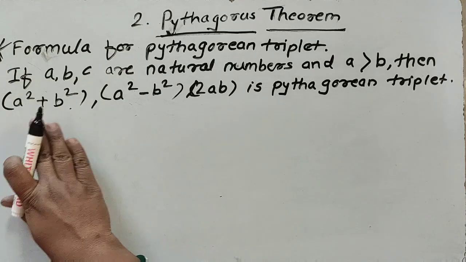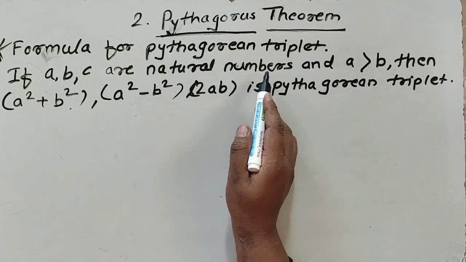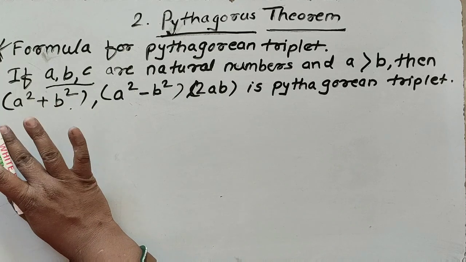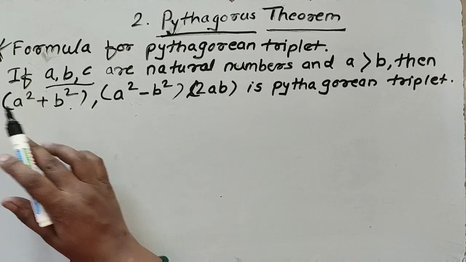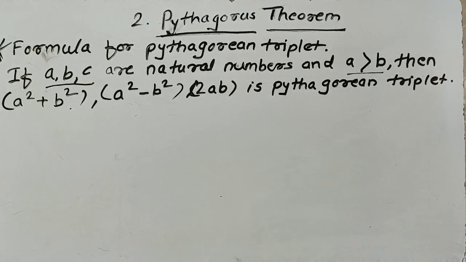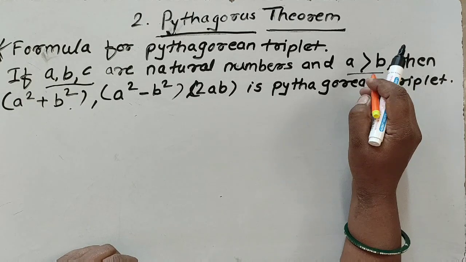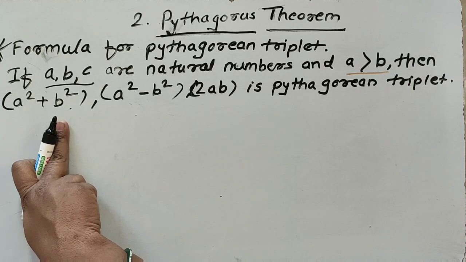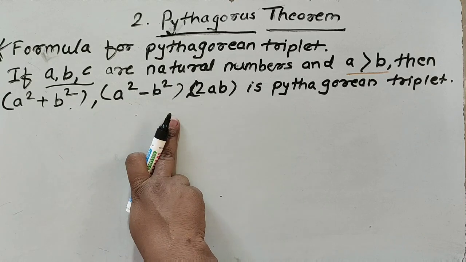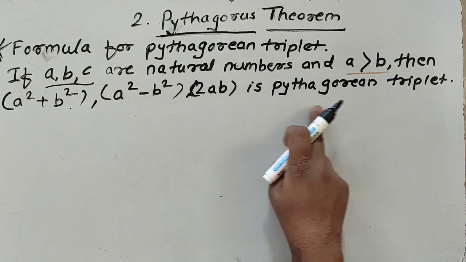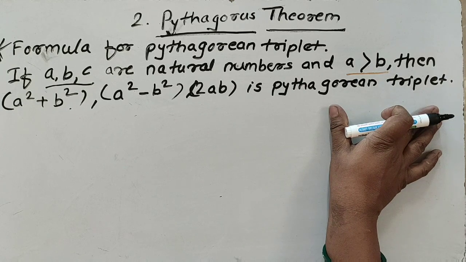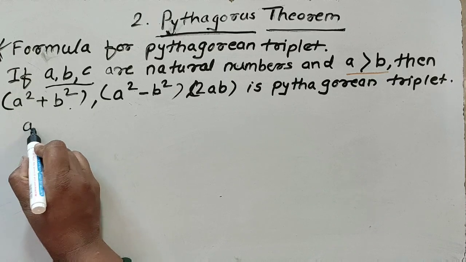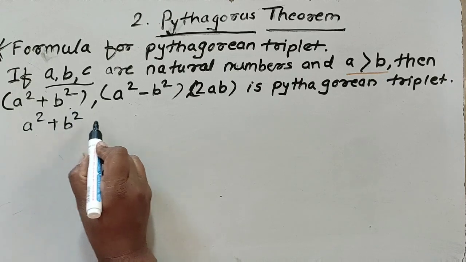Now we will check: if A, B, C are natural numbers, meaning all positive numbers except 0, and A is greater than B, then we have to check whether A square plus B square, A square minus B square and 2AB form a Pythagorean triplet or not. For that we will solve this identity. First we will take A square plus B square.